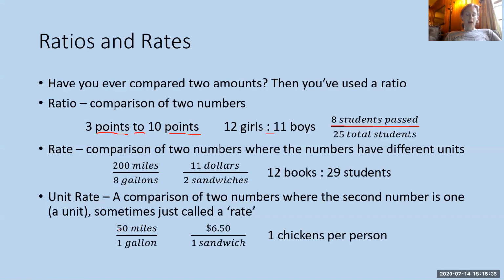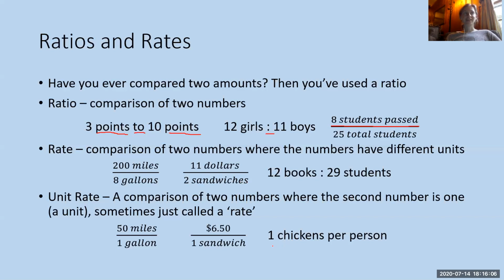So 50 miles per 1 gallon, that's actually just the simplified version of the rate we had up here, 200 miles per 8 gallons. So 200 miles per 8 gallons will simplify to 50 miles per gallon. Same thing here with the dollars and the sandwiches. So $11 for 2 sandwiches, that simplifies to a unit rate of $5.50 per sandwich. And then here I've got 1 chicken per person.